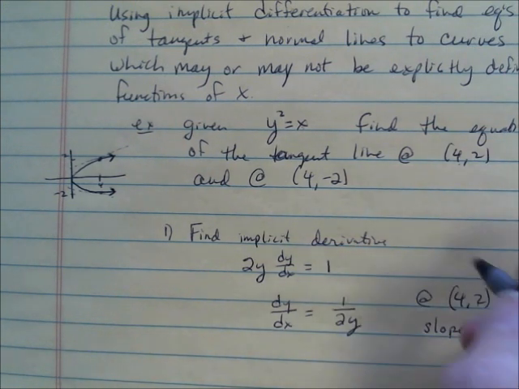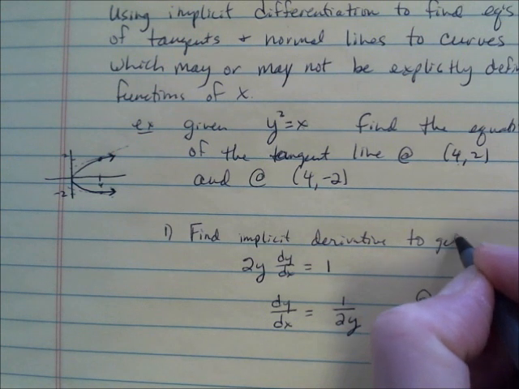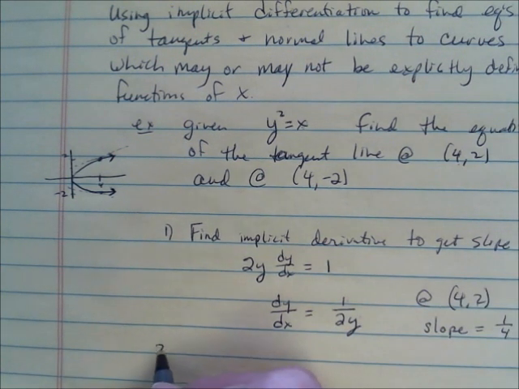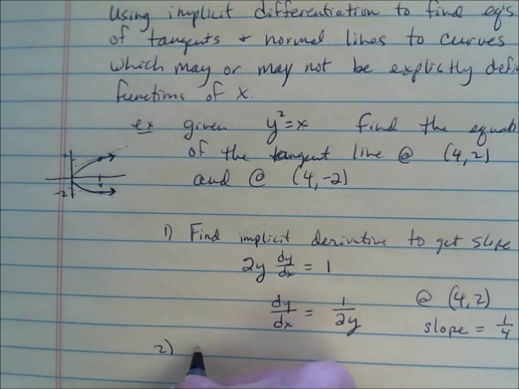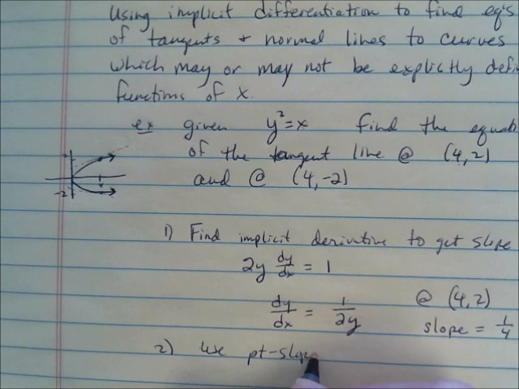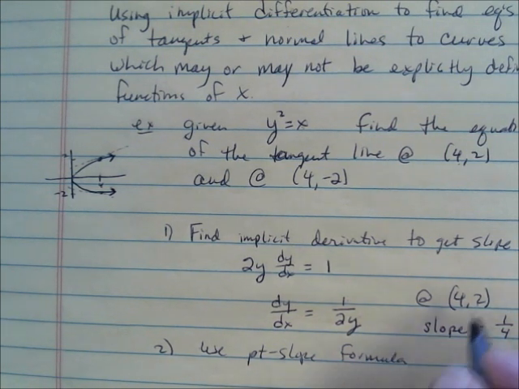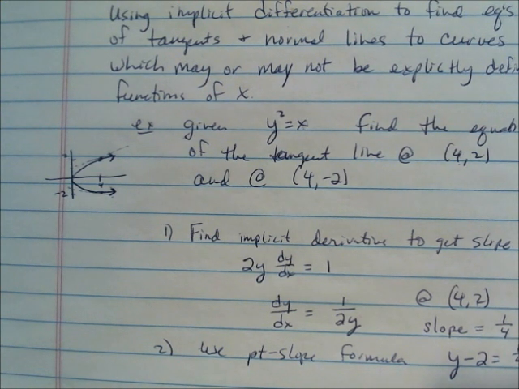So we found the implicit derivative to get the slope. And now all we have to do is use the point-slope formula to write the equation of that tangent line. So that would go y minus y1 is equal to m times x minus x1. And there you have it. If you wanted to add 2 to both sides, you could get this explicitly defined, y as a function of x. So y equals 1/4 x minus 1 plus 2, which is plus 1.